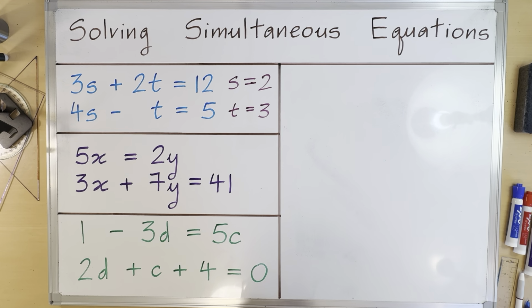Now, in order to isolate the y, we have to divide both sides of the equation by 7. So the 7 and the 7 cancel each other out, which means that y is equal to 35 divided by 7, which gives us 5.